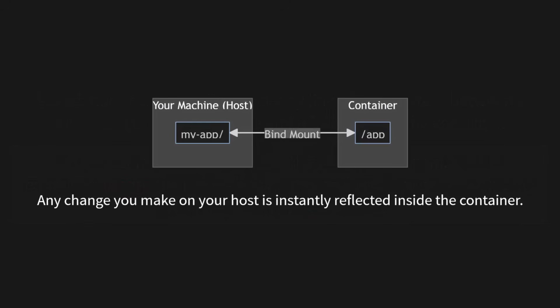As you can see in this diagram, we're creating a link. On one side, you have your local project folder on your machine. On the other, the /app folder inside the container. And the bind mount is this magic tunnel connecting them. Any change you make on your host is instantly reflected inside the container. It's beautiful. So how do we do it?